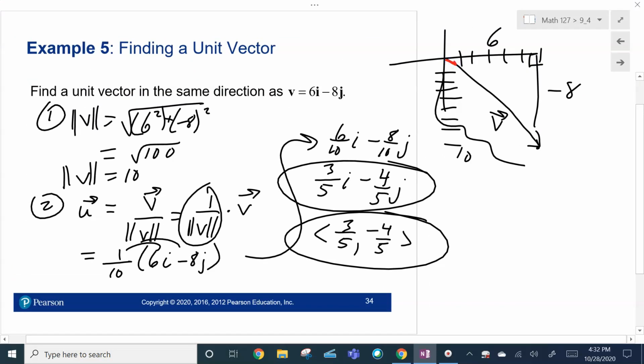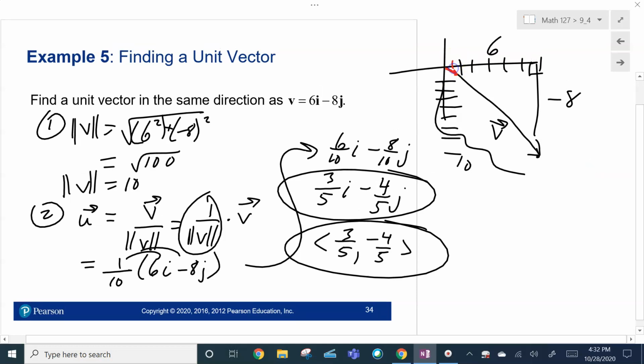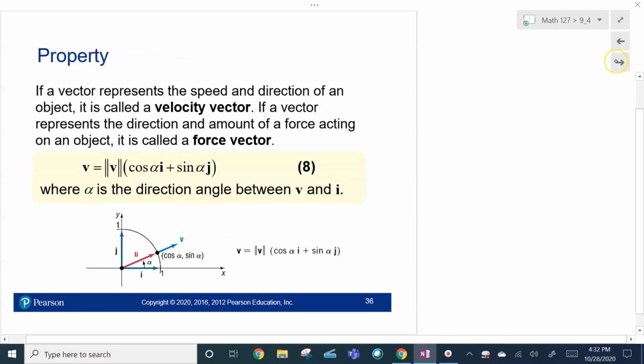So there's our unit vector. This unit vector only has a length of 1. Its magnitude is only 1, because we took this long 10, we cut it, we divided by 10. So then we're just left with the little unit vector that only has a magnitude of 1.